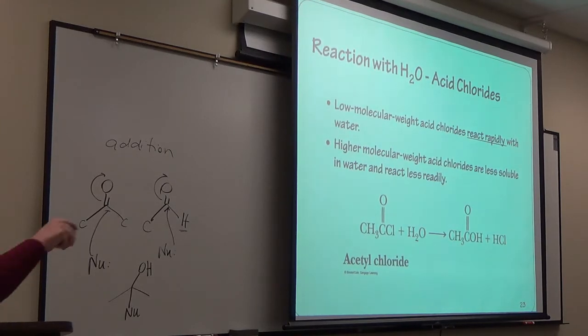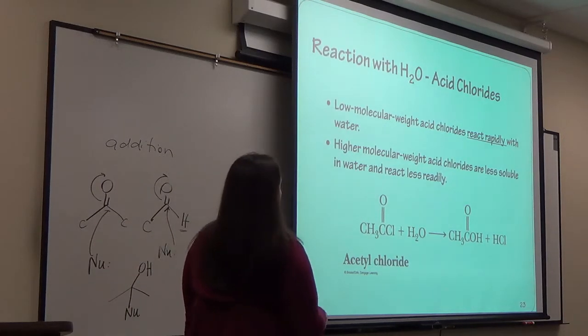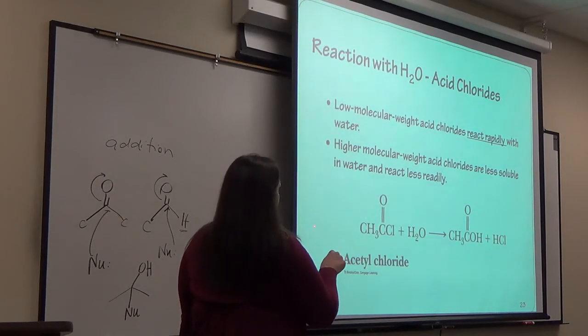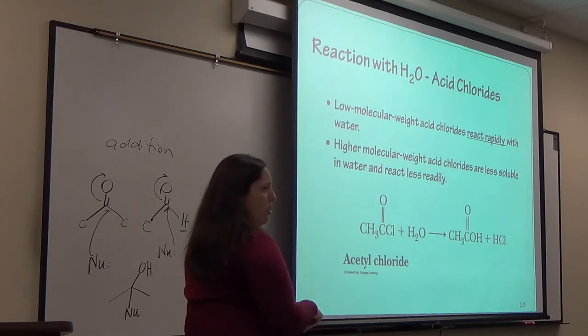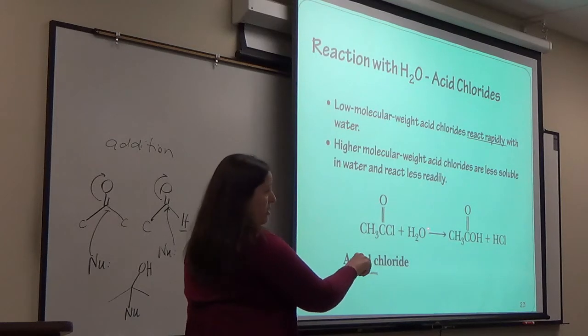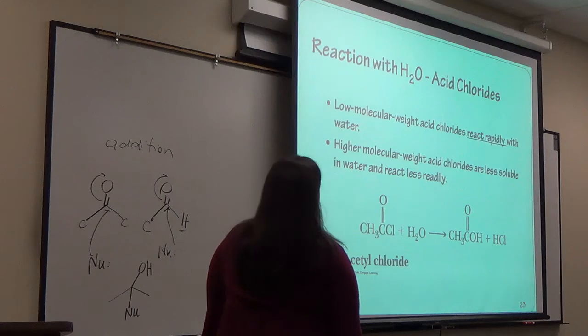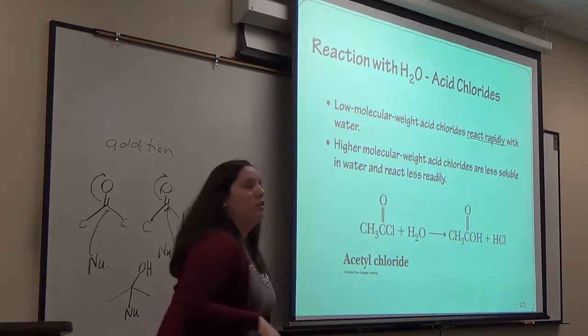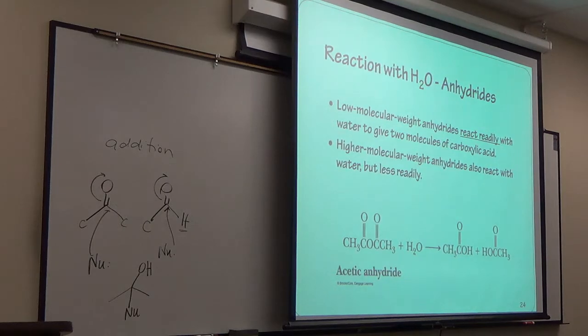But of course, the second line, this is for small, low molecular weight means small. But if this carbon chain gets really long, the problem is that they're not soluble in water. So when they become insoluble, it's harder to do this reaction because the reaction is in water. And so this works best when your acid chloride is small. Okay? Now, what about anhydrides?